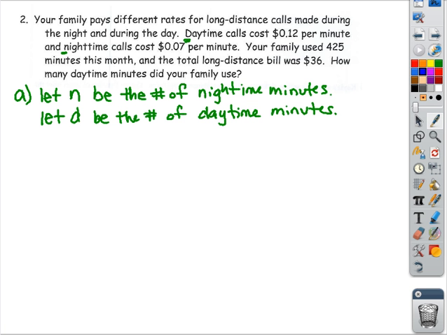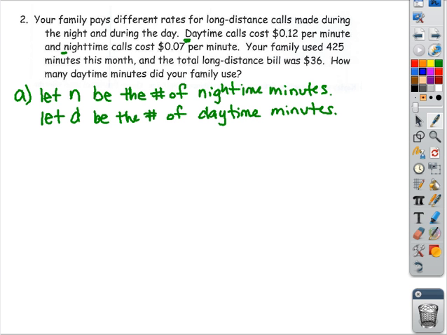All right. So it's very important that you say the number of. If you put the cost of nighttime minutes or the cost of daytime minutes, or just let N be nighttime minutes, it's not as clear as let N be the number of nighttime minutes, because we want to see how many minutes were used. So we want to go through and read this.